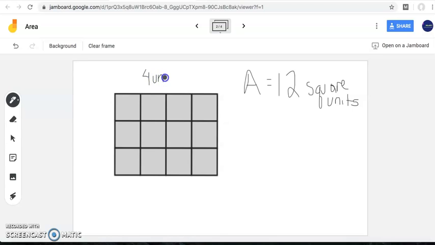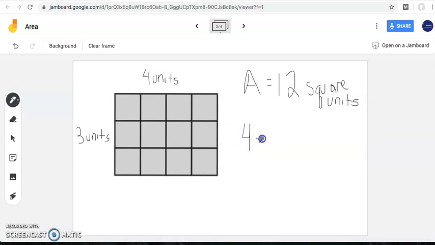And my width, I'm going to count in the other direction. Now I'm calling this units because each of these squares is 1 square unit. Now my width has 1, 2, 3. So the width is 3 units. Now when I multiply these two numbers together, my length times my width, I have 4 times 3, which is also the same as 12, and that's what I got by counting as well.